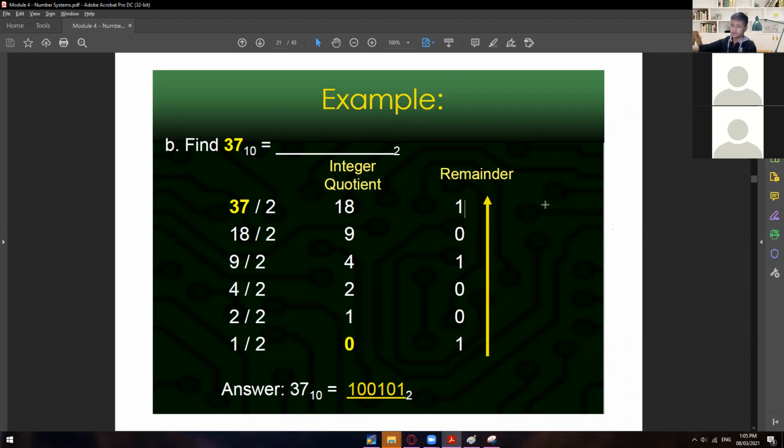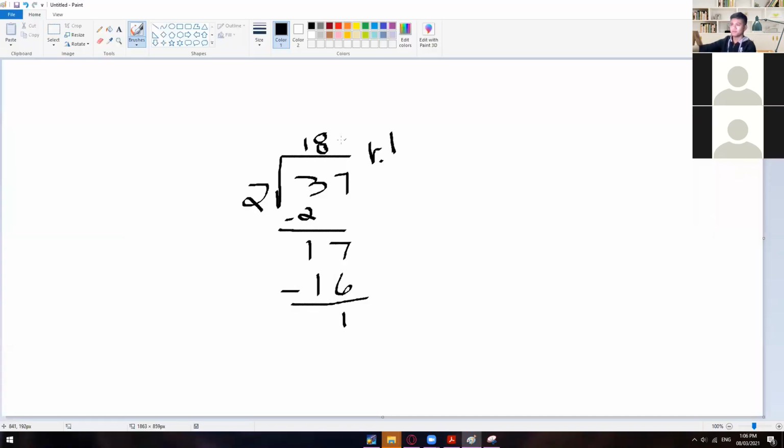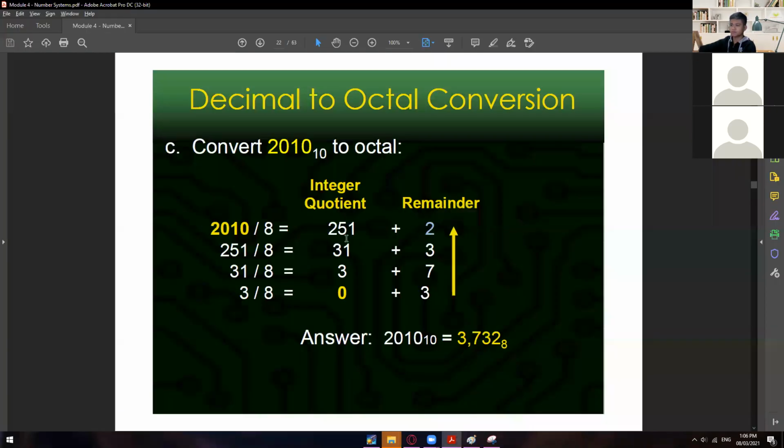All right, then. So let us now move on to the next one. So 2010 base 10 to octal. So your divisor right now is 8. So 2010 divided by 8 is 251 point something. Okay. So whatever is the fraction part, multiply it by our divisor, which is 8. And then you will get the remainder of 2. Or if you want to do it the longer method or the old way, you can do this one also.